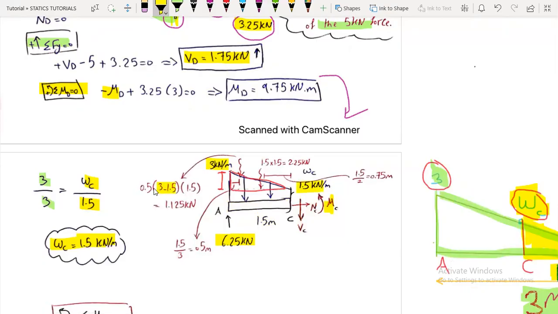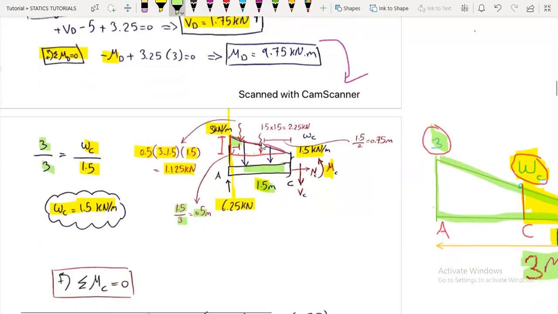So the area will be half multiplied by the height, which is 3 minus 1.5, multiplied by the length, which is 1.5, will give us 1.125 kilonewtons, which is the resultant, acting at a distance from this side of the total length, which is 1.5 over 3. So 1.5 over 3 is 0.5 meters. Sorry, 0.5 meters. And this distance will be 1.5 minus 0.5, which is 1 meter.